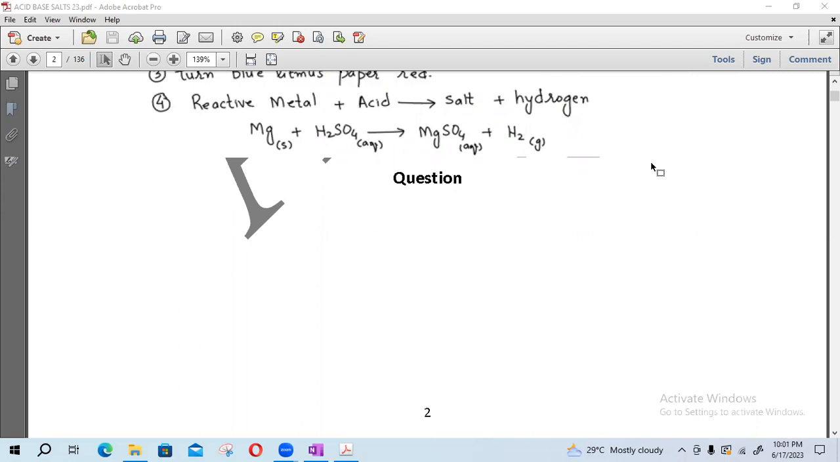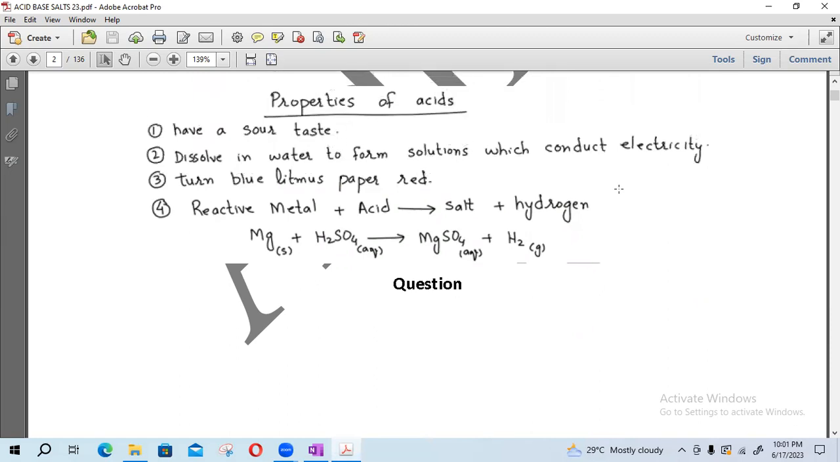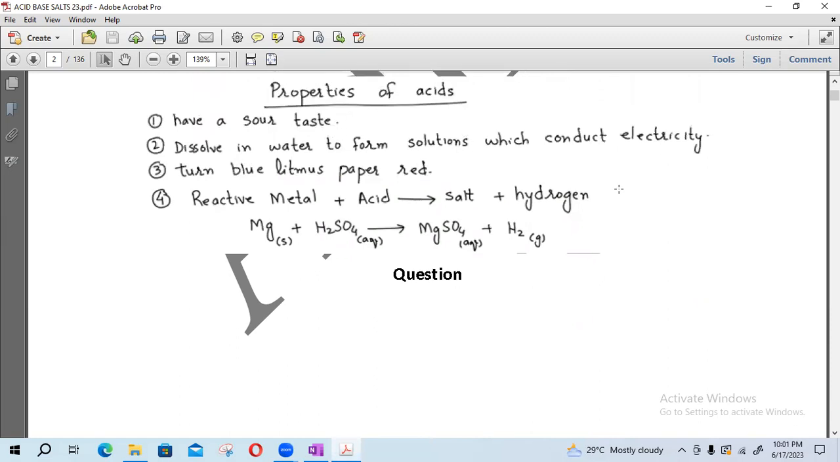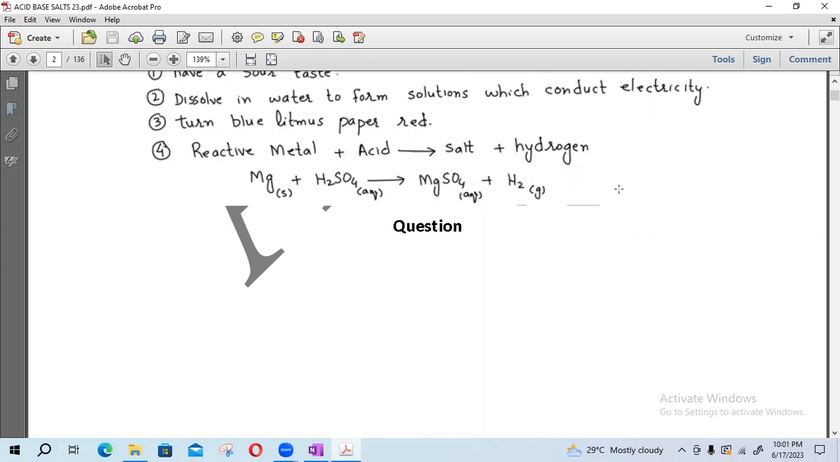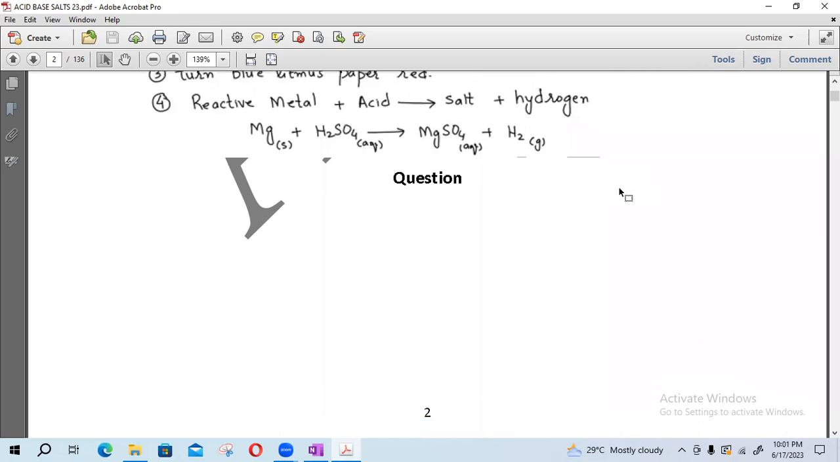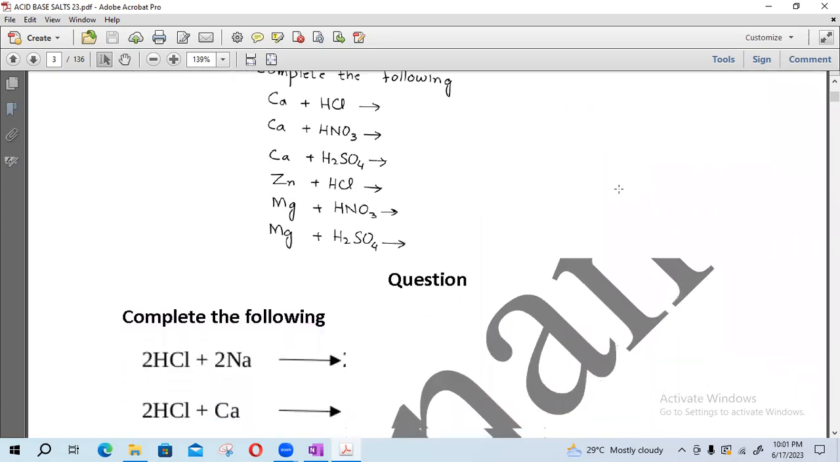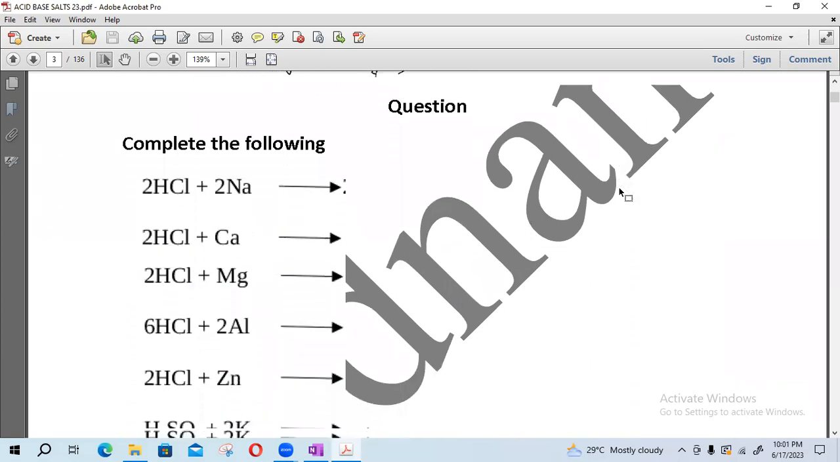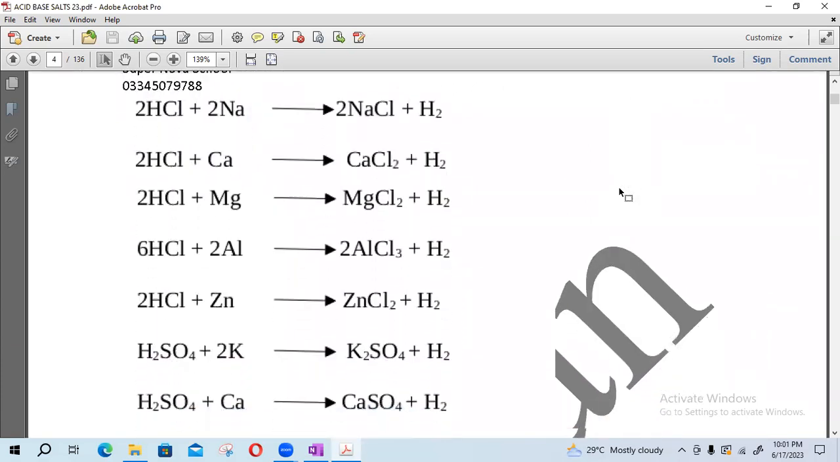Last time we were discussing the properties of acids. We discussed that acids have a sour taste, dissolve in water to form solution, conduct electricity, and turn blue litmus red. After the four properties we had discussed, we solved the questions regarding equations for the fourth property. Now we will continue that topic, and after the fourth property we have the fifth property of an acid.